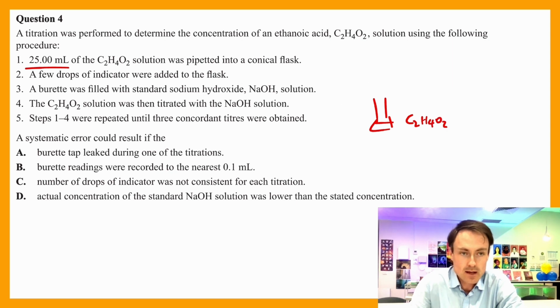And then in step 2, they added some indicator to the flask. A few drops, not being very specific there. Could be a source of random error. It's not a very controlled variable, just a few.